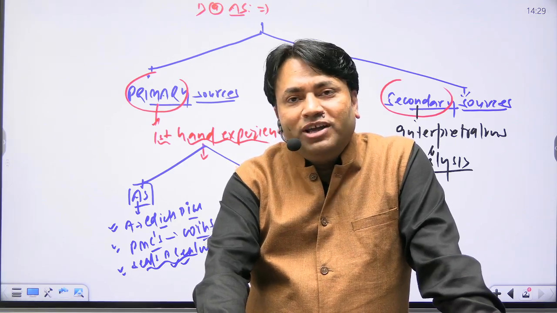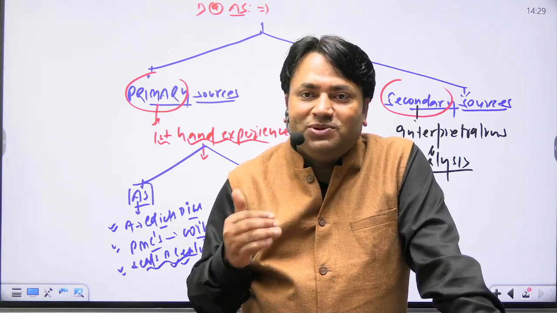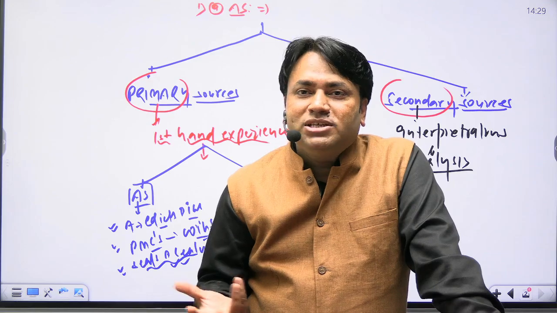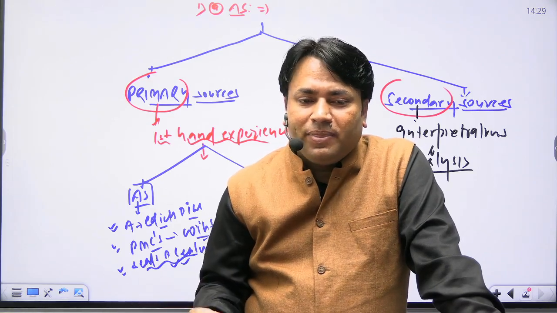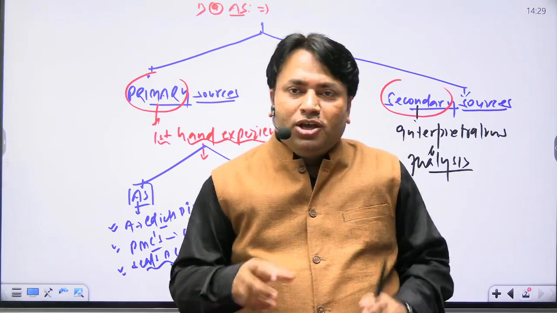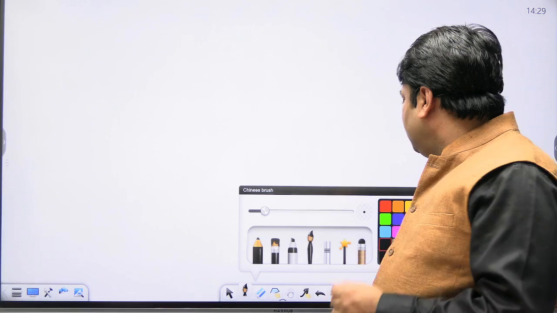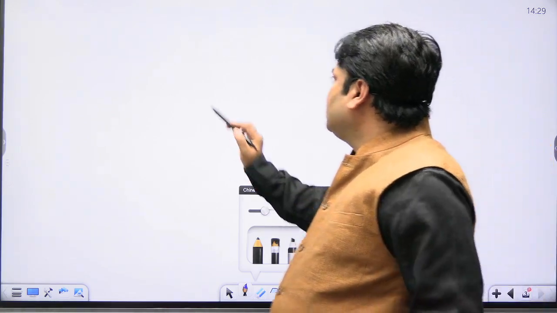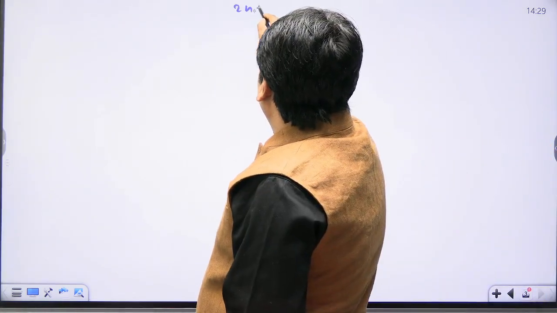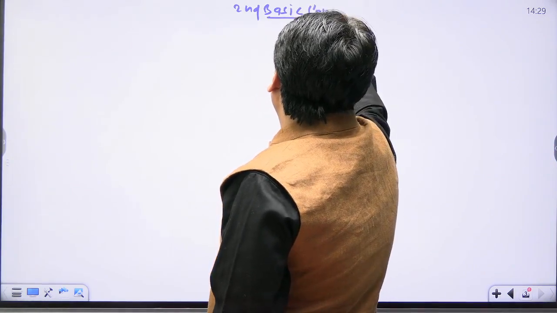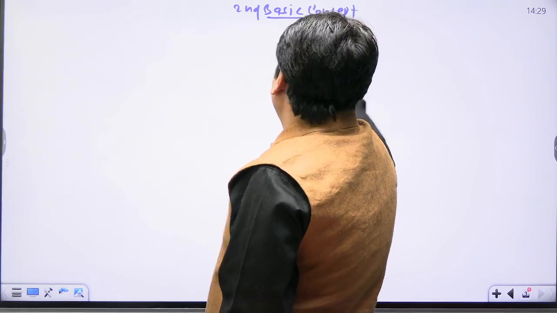So here, if I am teaching you history optional, which sources am I using? Obviously I am using secondary sources. This is a very basic concept. I hope you have understood. Now there is another basic concept, the second basic concept, that I would like to discuss with you.